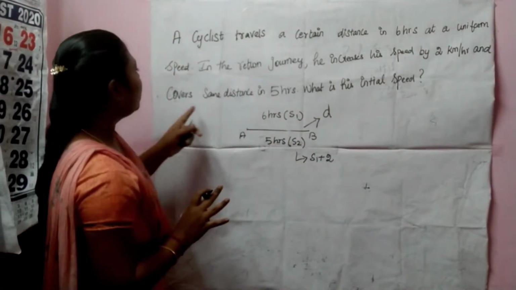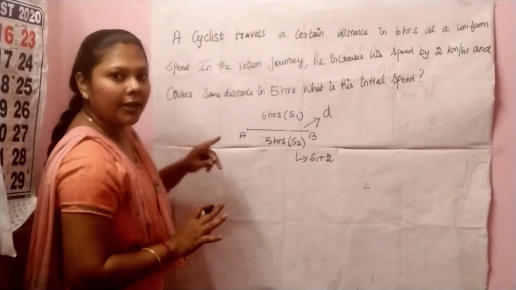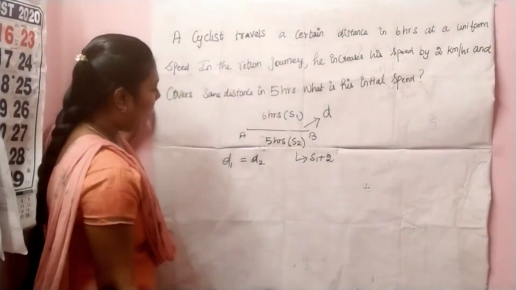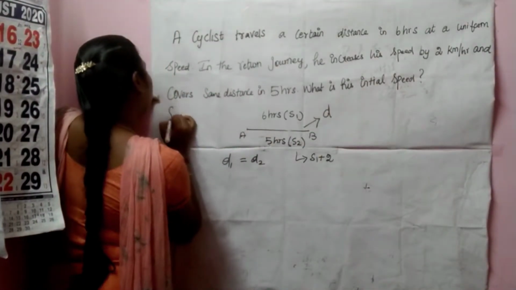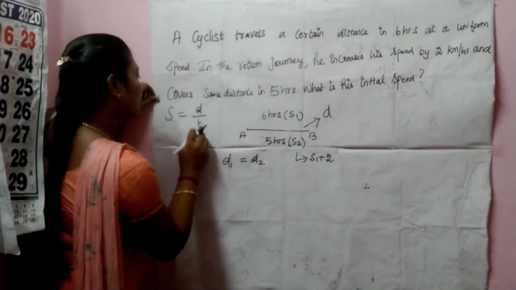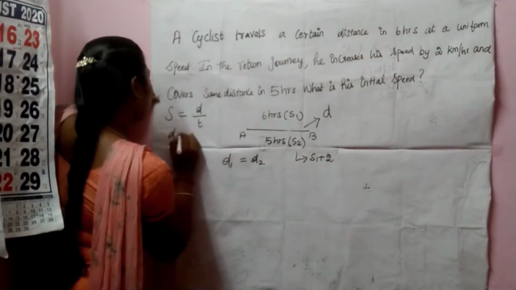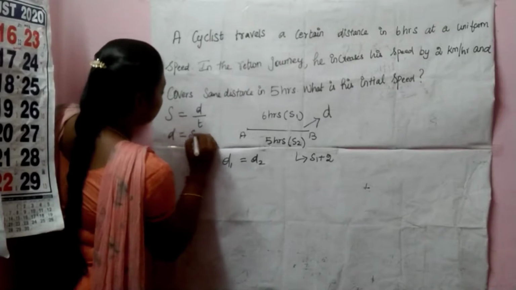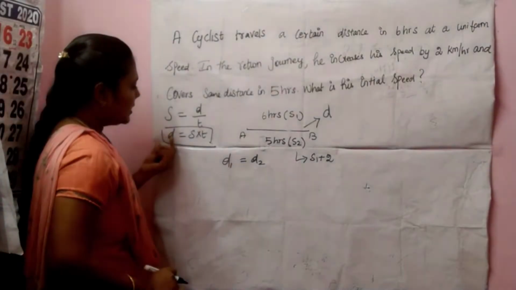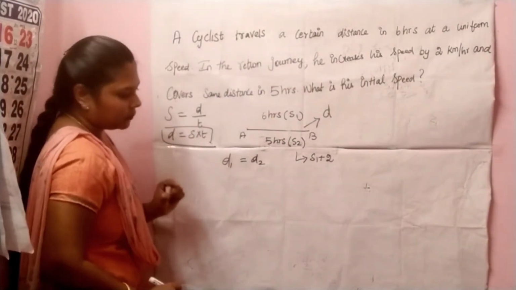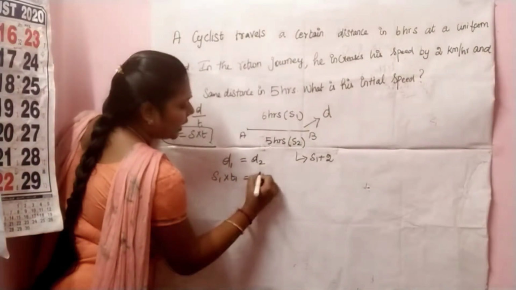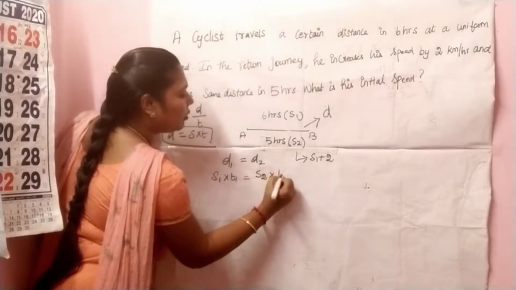Okay, now the solving part. From this question we know both distances are equal. D1 and D2 will be equal, right? So D1 is equal to D2. And from the speed formula I can derive a distance formula. Speed is equal to distance by time, therefore distance is speed into time. So if I need a distance, I need to multiply speed and time, right? For D1 I multiply S1 into T1, and for D2 I multiply S2 into T2.